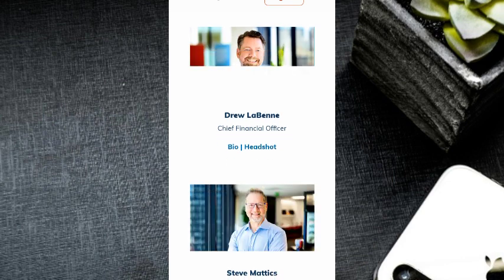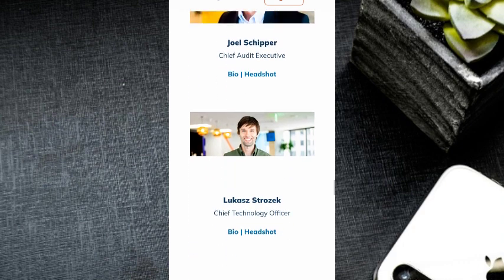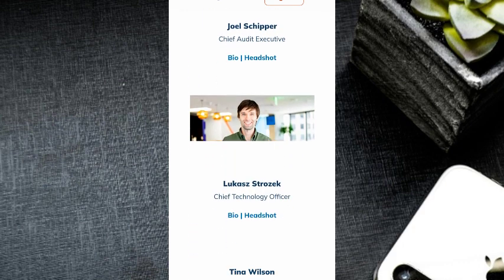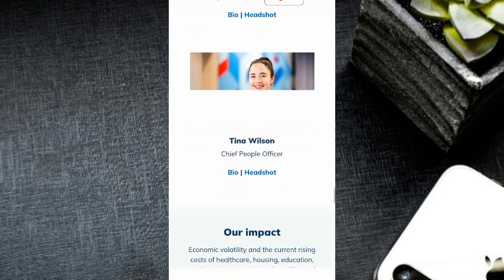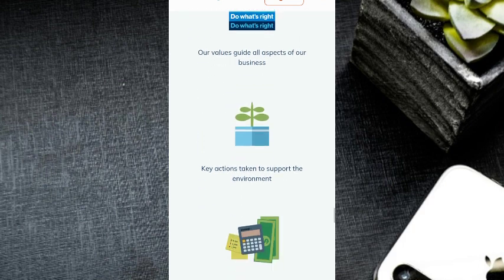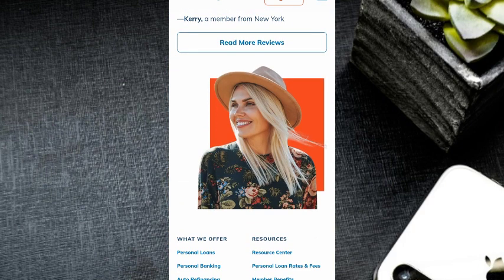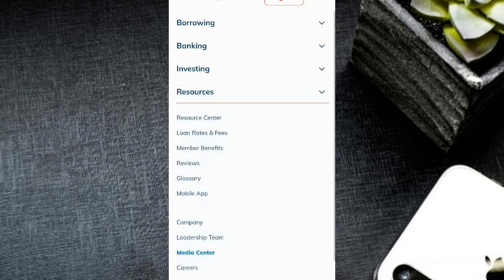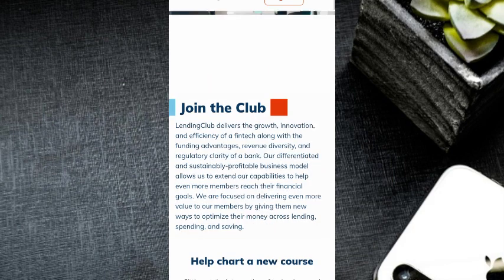A CD, on the other hand, locks in your money for a set period, such as 6, 12, or 24 months. In return, you usually earn a much higher fixed interest rate. The trade-off here is that if you withdraw before the CD matures, then you'll likely face an early withdrawal penalty. To compare, just think of savings as short-term flexible growth, while CDs are long-term high-yield commitments.